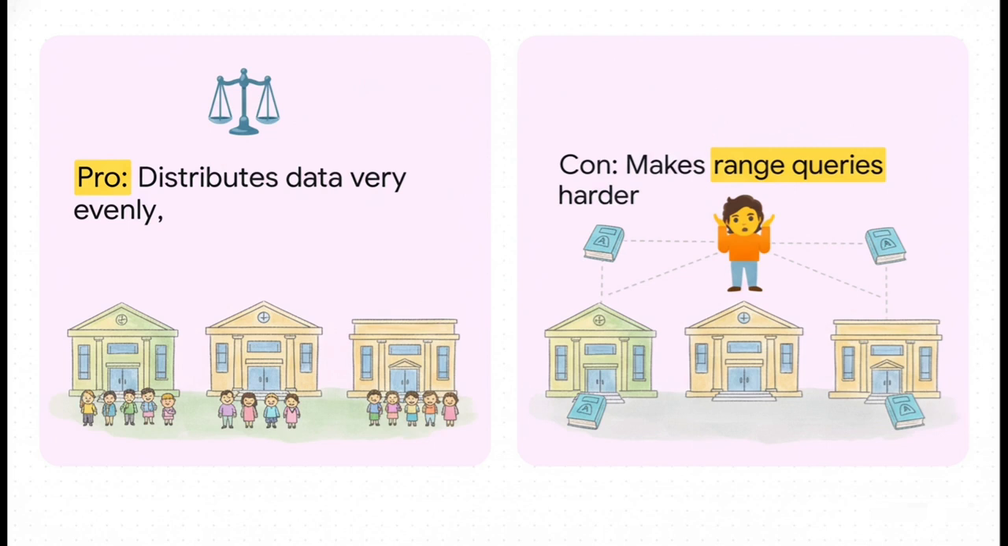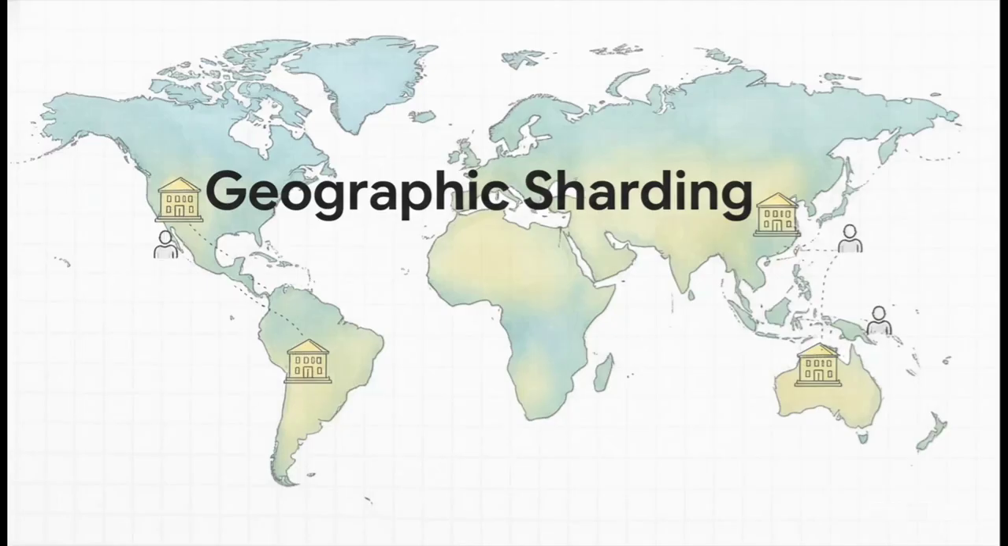But what's the hidden cost of this perfect balance? Well, what if you want to find all the books written by a single author? Because they were sent out based on that hash formula, their books are now scattered across every single library branch in the city. Trying to find them all means you have to go to every server, and that becomes a very slow process.